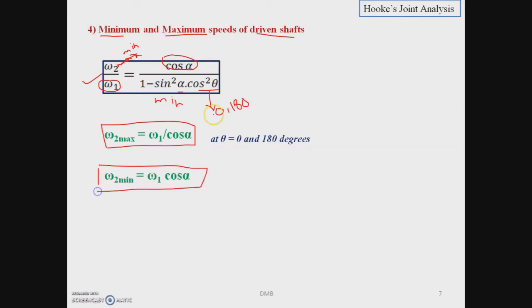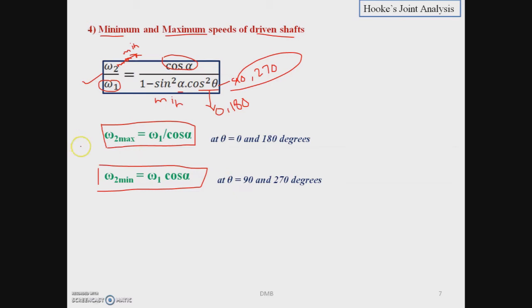This is obtained by substituting theta as 90 degrees or 270 degrees. So the minimum speed of the driven shaft is obtained at the angular displacement of the input shaft of 90 and 270 degrees, and this value omega 2 minimum is equal to omega 1 into cos of alpha at 90 and 270 degrees of rotation of the input shaft.